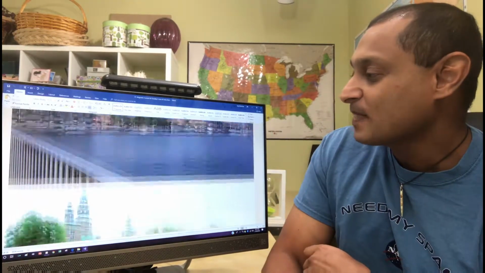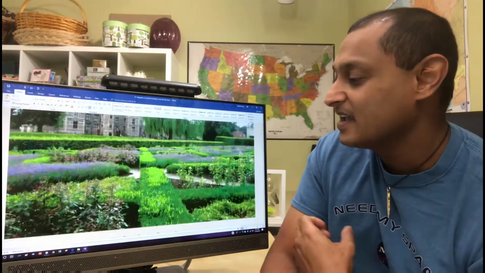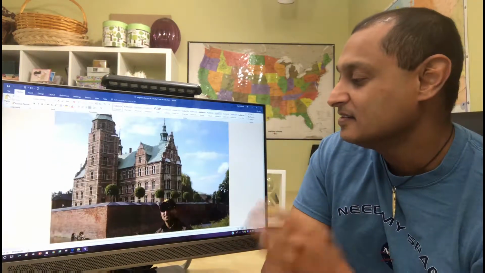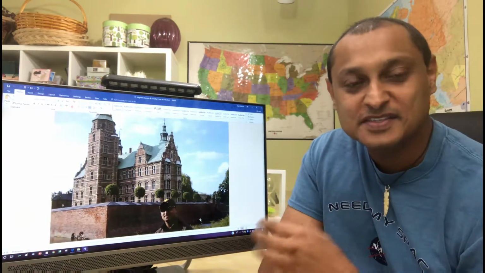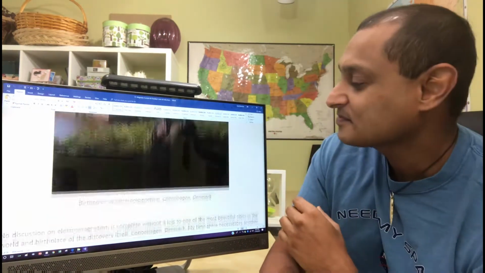So in this chapter, and it's a lengthy chapter, the reader's going to get quite a bit of information. This is where it all happened, the city of Copenhagen. I highly encourage you to visit. It's a very, very beautiful city.